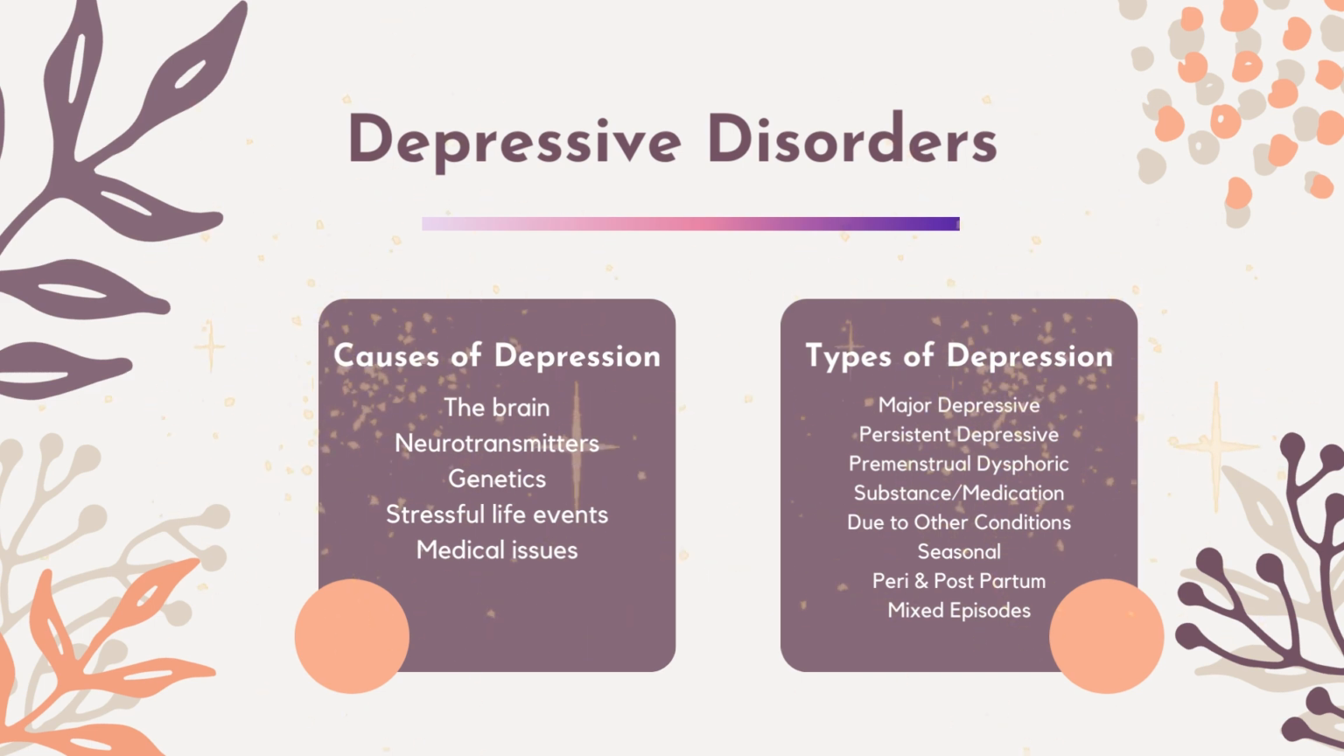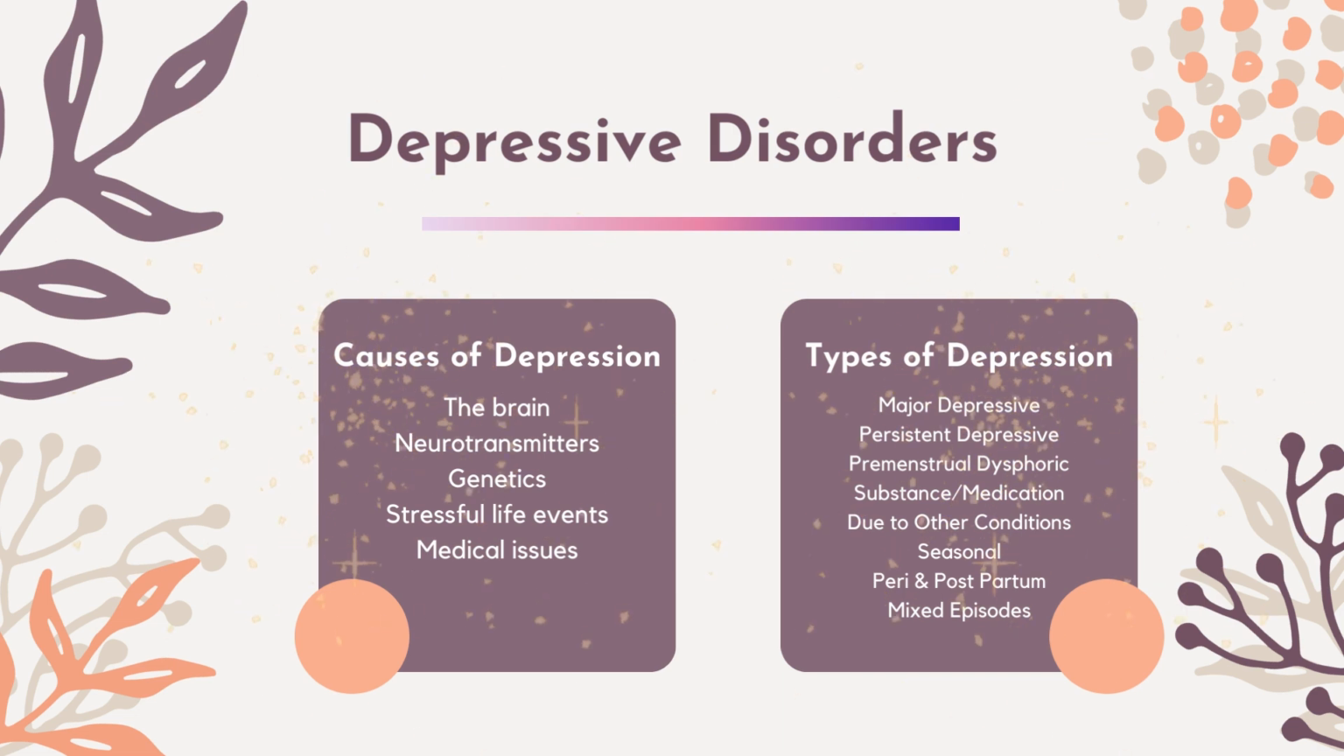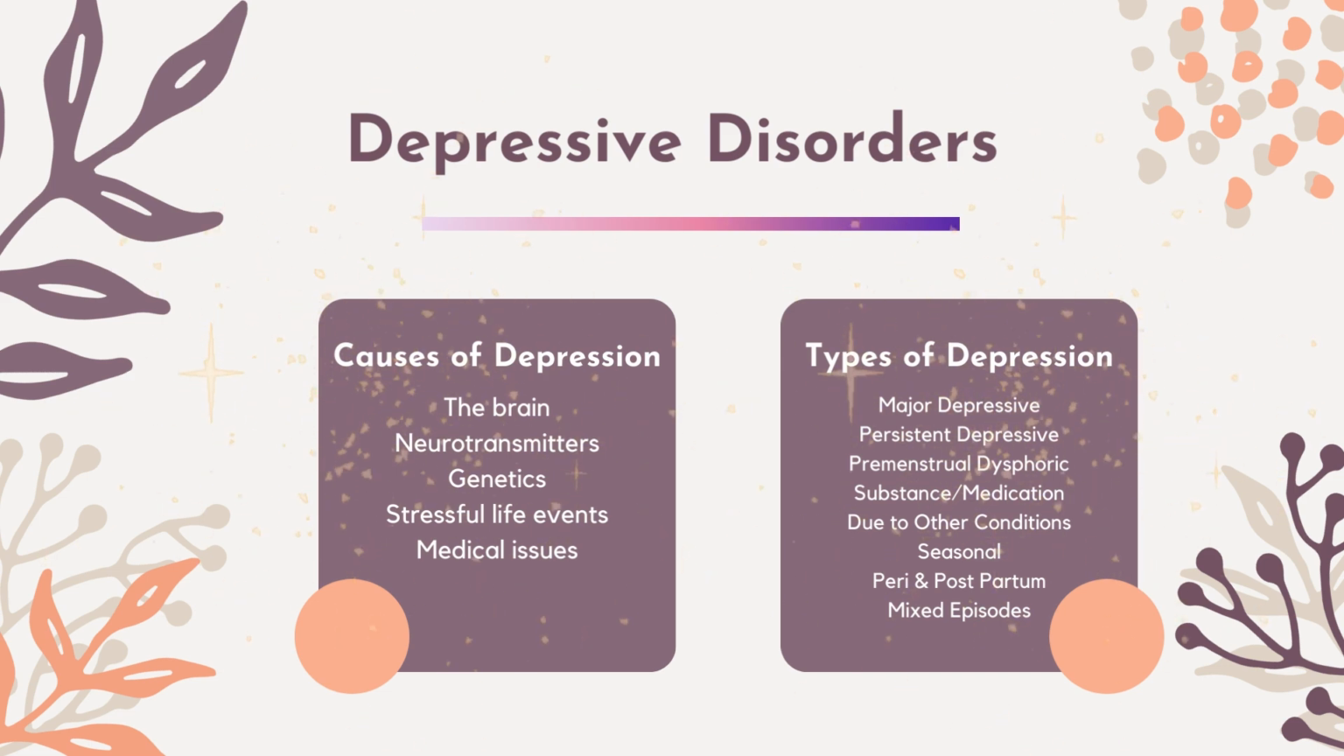So, different types of depression. There are depressive episodes in each type, and that's when a person experiences depressed mood, feeling sad, irritable, empty, or a loss of pleasure or interest in activities. The different types of depression: there's major depressive disorder, which is 5 or more symptoms present during the same 2-week period that represent a change from previous functioning.